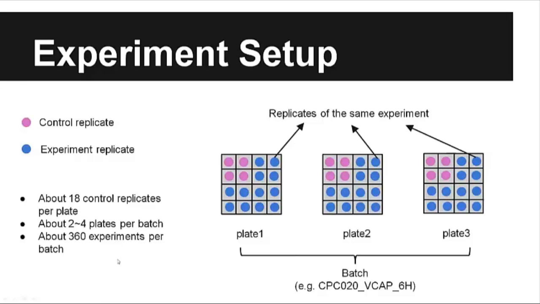Here are some statistics. There are about 80 control replicates per plate. And generally, there are 2 to 4 plates per batch. So generally, each experiment will have 2 to 4 replicates. And there will be about 360 experiments per plate, because you have to subtract the number of control replicates from 384.